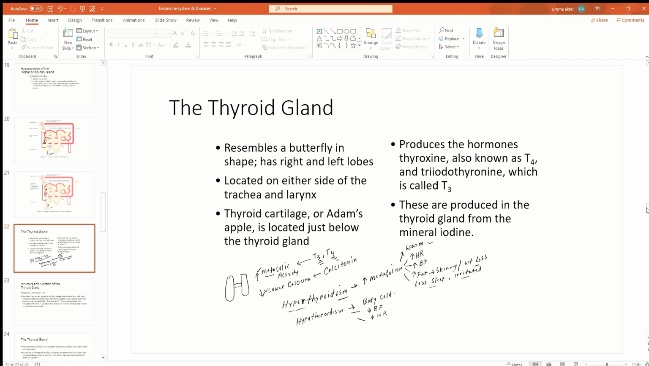Now I told you that iodine, that mineral, is essential for the production of T3 and T4. T3 is called triiodothyronine. So 3 iodine atoms in it. T4, tetraiodothyronine. So 4 iodine. So iodine is necessary for the synthesis of T3 and T4, right? So if someone's body has a lack of iodine, then that will cause hypothyroidism.